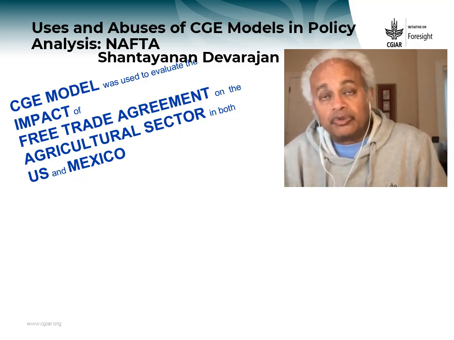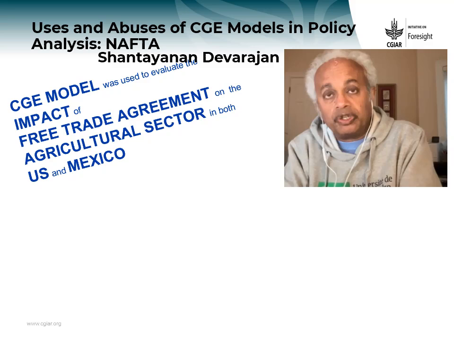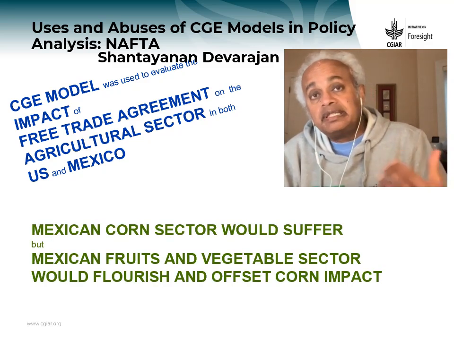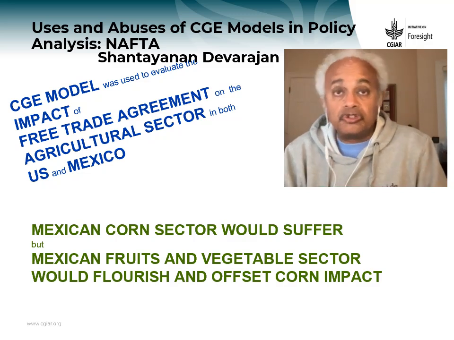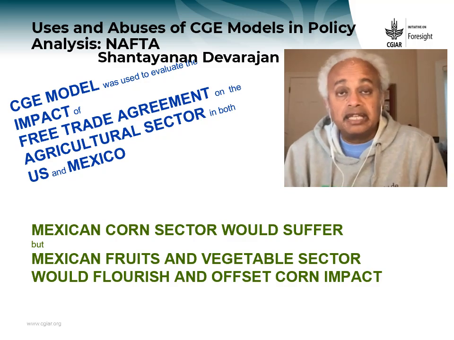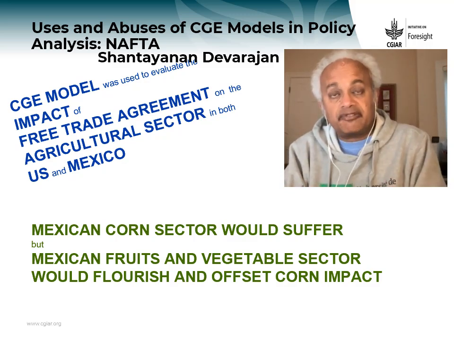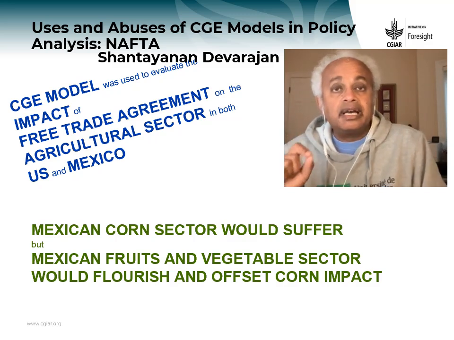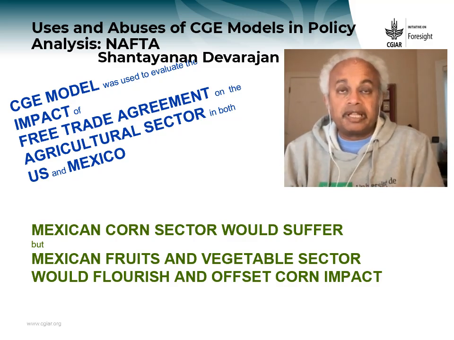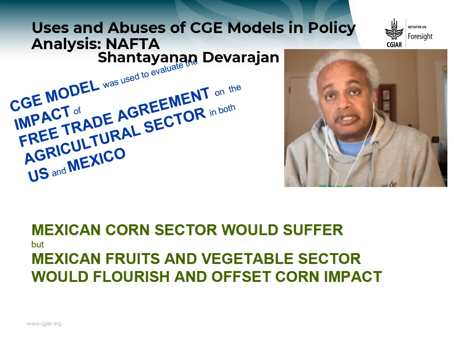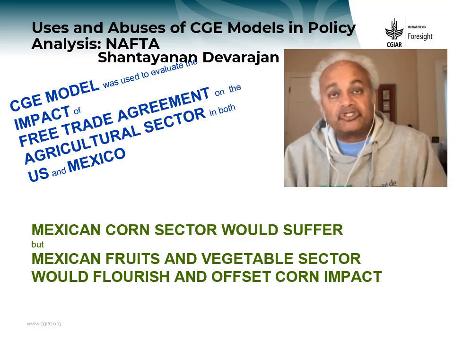And what this model showed was that while the corn sector would suffer, would actually lose competitiveness, the increased possibility of selling high-valued goods such as fruits and vegetables by Mexico to the United States would partially offset that effect. But the other thing that it showed was that this effect would not be immediate because the fruit and vegetable exports were actually at a very low level.